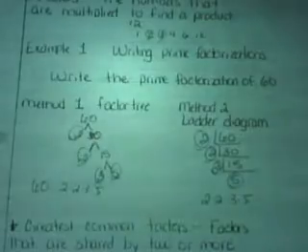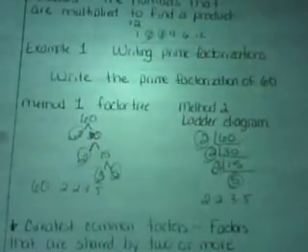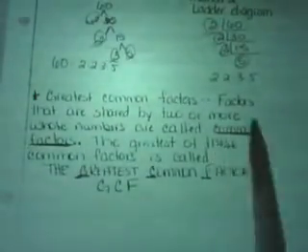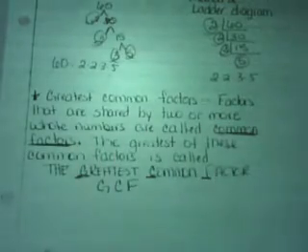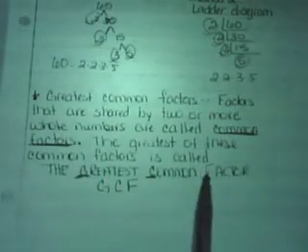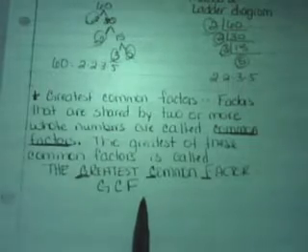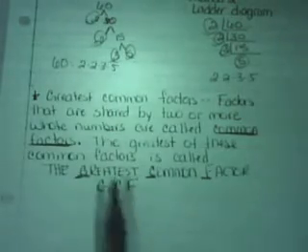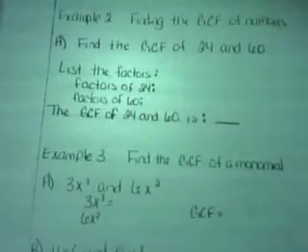The next definition we're introduced to is the greatest common factor. Factors that are shared by 2 or more whole numbers are called common factors. The greatest of these common factors is called the greatest common factor, or GCF. Anytime I ask you for the GCF, that means greatest common factor. So going into example 2 on your app, we're going to practice finding the greatest common factor.